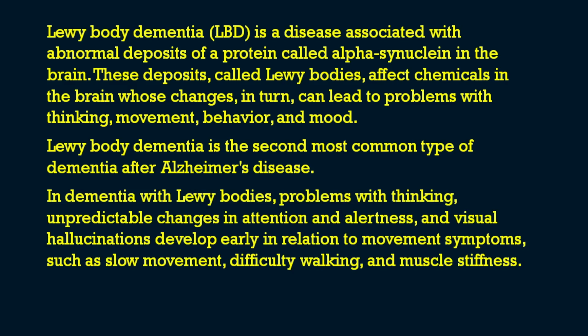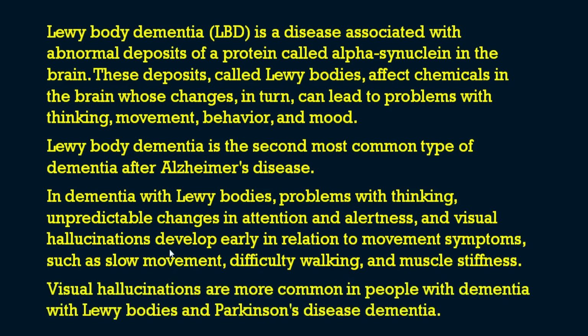And in Lewy body dementia, there will be problems with thinking, unpredictable changes in attention and alertness, and visual hallucinations that develop early, in relation to movement symptoms such as slow movement, difficulty walking and muscle stiffness. So there will be physical movement deterioration along with thinking issues, changes in attention and alertness, and visual hallucinations. These are the points that you can remember regarding Lewy body dementia.